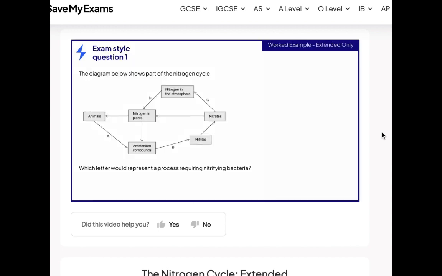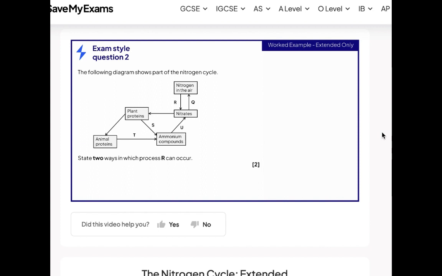Now let's look at an example of a multiple choice question that you may encounter in an exam. You are given a diagram of part of the nitrogen cycle and asked to identify the letter that represents a process requiring nitrifying bacteria. Remember that nitrifying bacteria will convert ammonium compounds into nitrites and then nitrates during the process of nitrification, so the answer would be B.